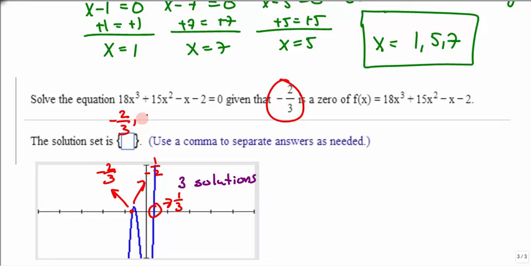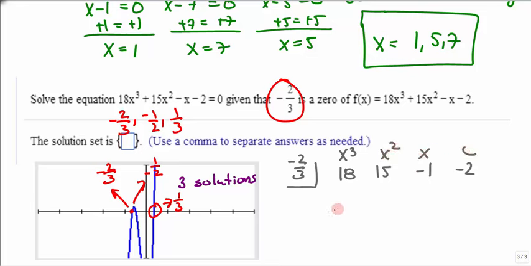So if you're good at converting your fractions from decimal form to fractional form, it wants your solutions in fractional form. So I guess you can go in and verify your solutions. But let's go ahead and see how you would do this by hand, starting with some synthetic division. So we have negative 2/3 is our value here that we're checking. My powers are 18, 15, negative 1, negative 2. Remember powers: x cubed, x squared, x, and constant.